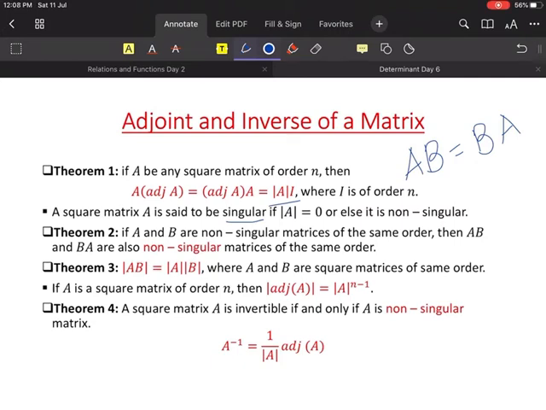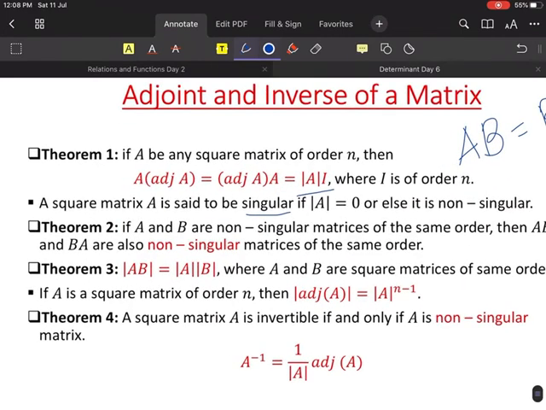So theorem number 2 is nothing to understand. If the determinant of A is not equal to 0 and of B is not equal to 0, then the product of the two matrices A and B is also non-singular, meaning its determinant is also not equal to 0. Understood? Clear? Yes or no? Yes, sir.